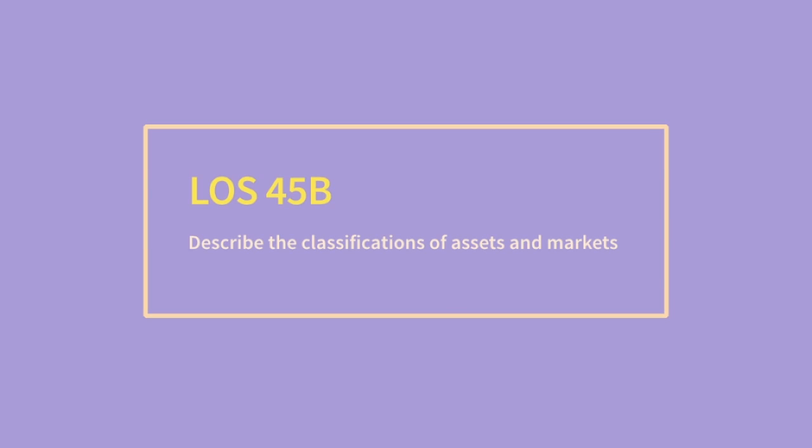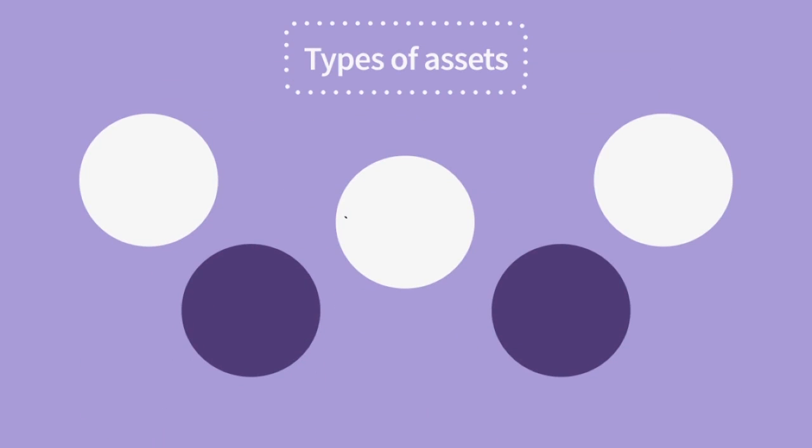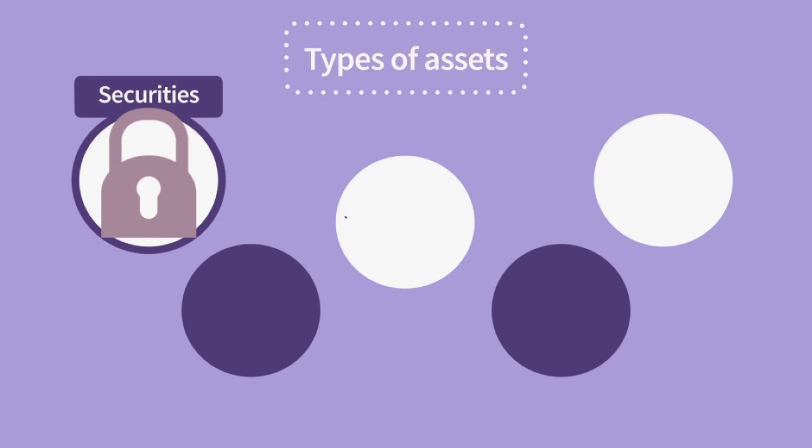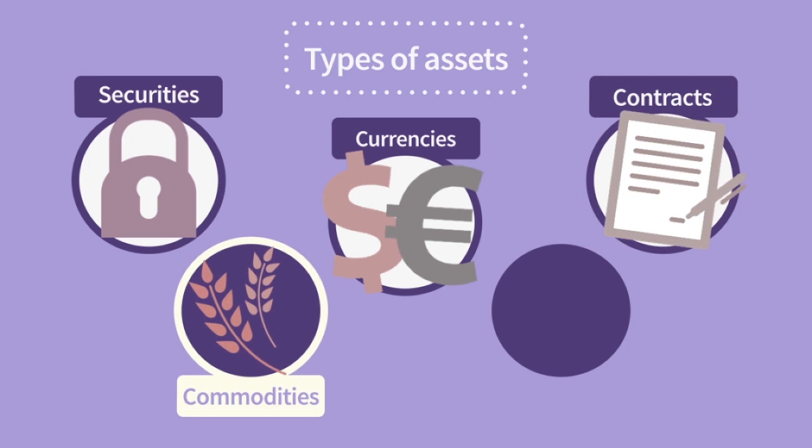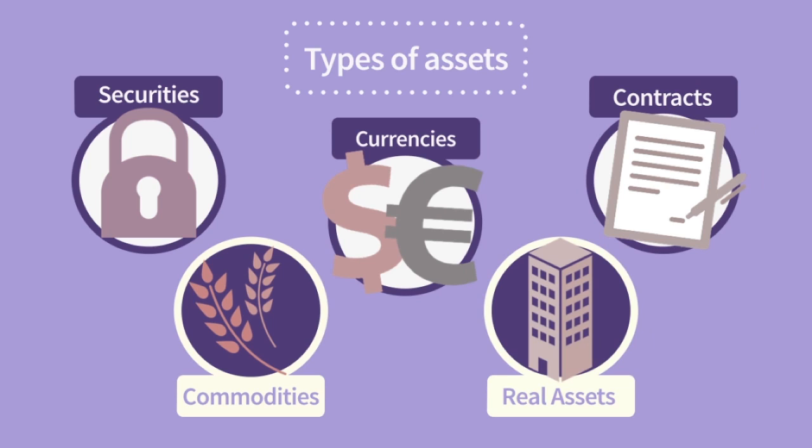Describe the classifications of assets and markets. There are 5 major classes of assets that candidates need to be aware of: securities, currencies, contracts, commodities, and lastly, real assets. Each of these assets have unique characteristics and trade in a variety of different markets that candidates should know. We will discuss the varying types of markets here first, before moving on to the distinguishing characteristics and examples of each asset.